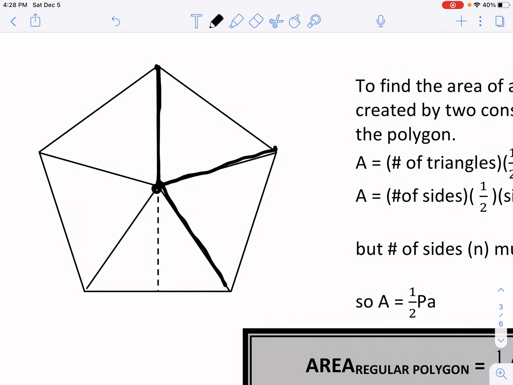Notice the number of radii, just like we talked about before, matches the number of sides. There's 5 radii, 5 sides. And then also, we have 5 triangles, okay? So we can think about finding the area of the pentagon this way. If I find the area of one triangle and multiply that by the number of triangles that we have, in this case 5, that would give me the area of the pentagon, okay?